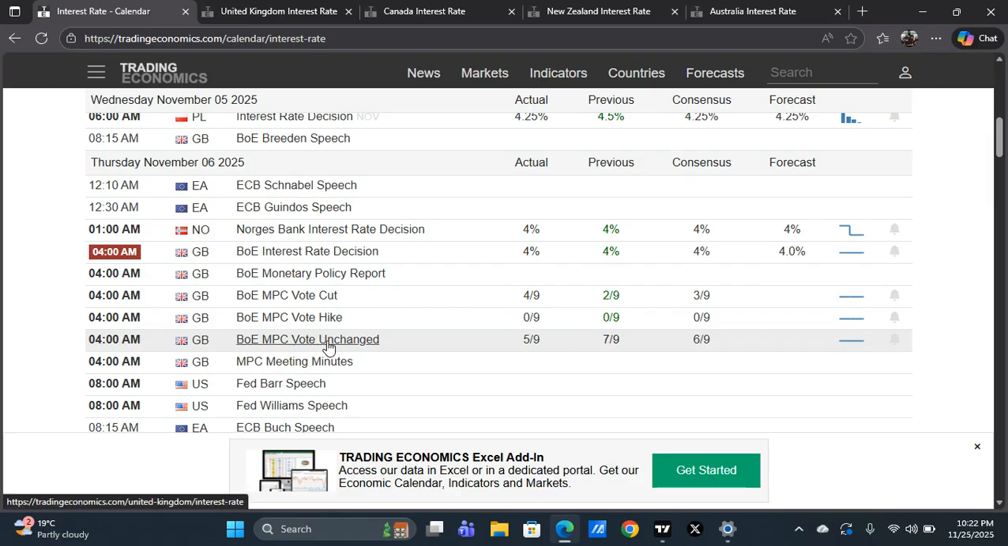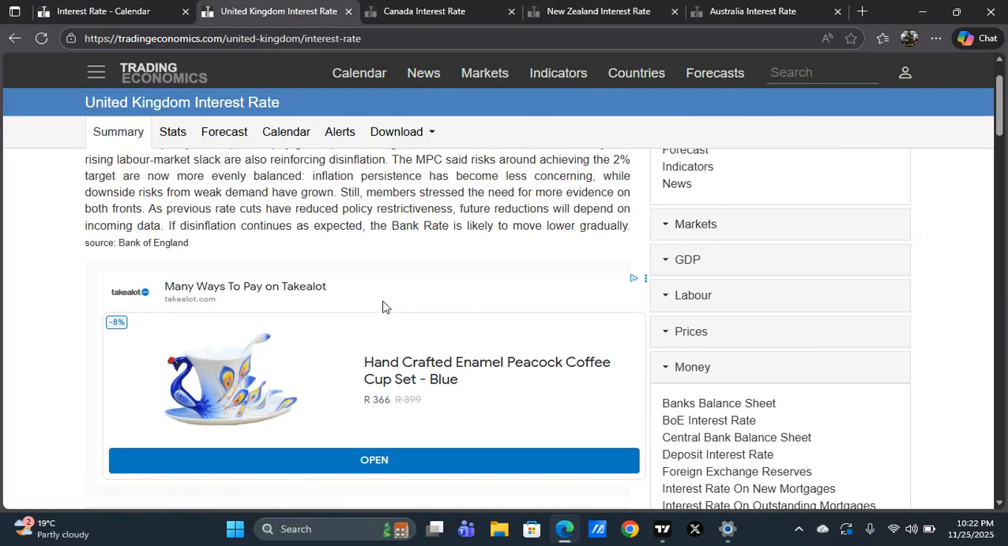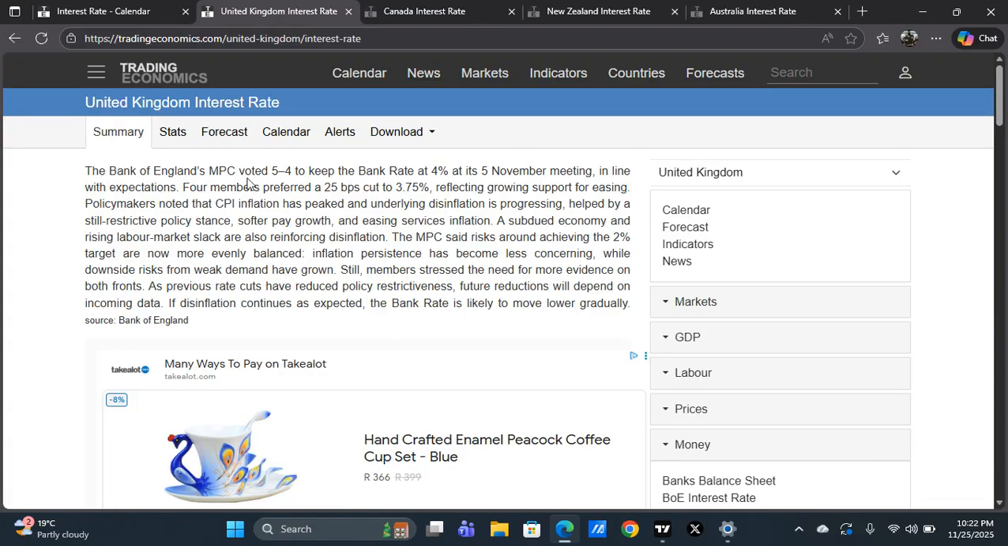And when they voted unchanged, 5 out of 9 voted for unchanged. Hence, the interest rates were held. Here you can see it says the Bank of England's MPCs. So an MP is just a member of parliament. So 5 of them voted, out of the total of 9, to hold interest rates and keep the rates unchanged.